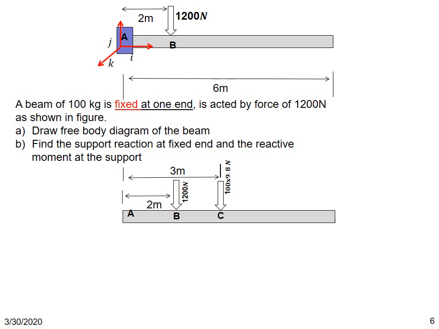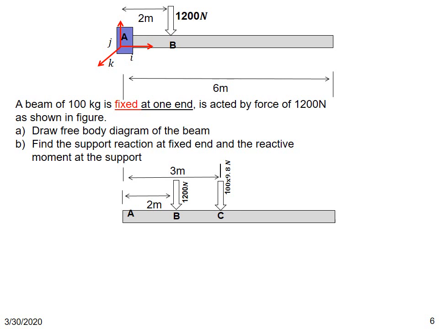With this background, let us quickly go through a problem of rigid body equilibrium, which is shown in the figure. We have a beam of 100 kilogram, 6 meter in length, acted on by a force of 100 Newton at point B, which is 1 meter from the point A. The question is, draw the free body diagram of this beam and find the support reaction at the fixed end and the reactive moment at support A.